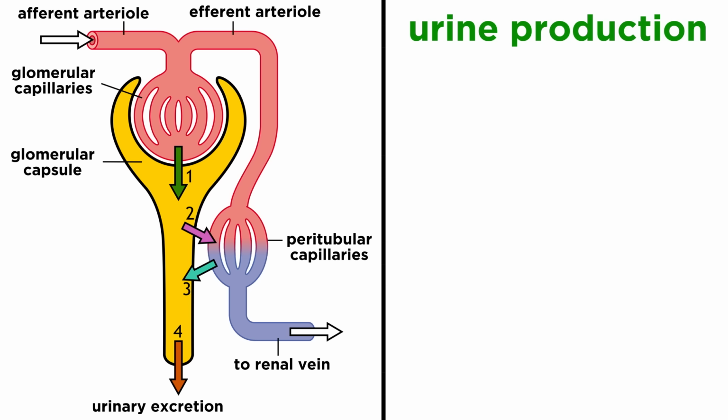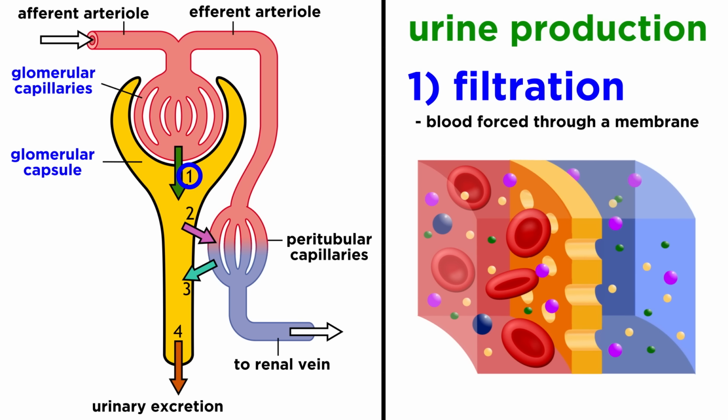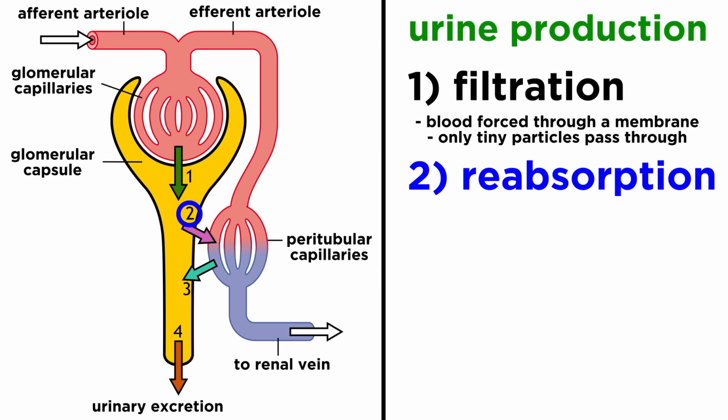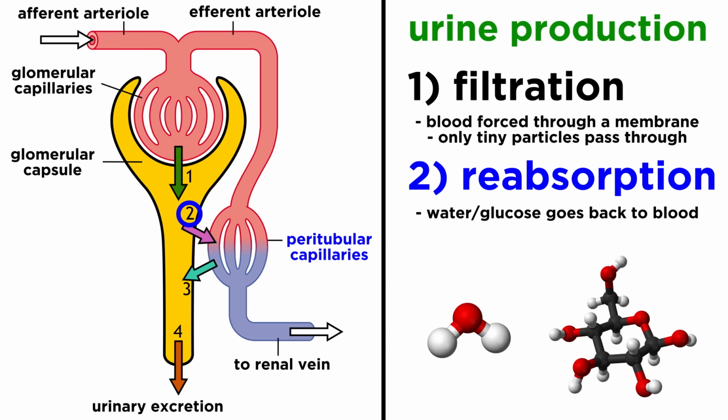So how exactly is urine produced? This is a three-step process. It begins with glomerular filtration, which takes place in the renal corpuscle. Blood is forced through a filtration membrane into the glomerular capsule. This membrane allows water and small solutes to pass through, but not proteins or anything larger, especially entire cells. The next step is tubular reabsorption. Here, most of the filtrate makes it back into the blood, like glucose, amino acids, and most of the water. Whatever doesn't get back in will become urine.